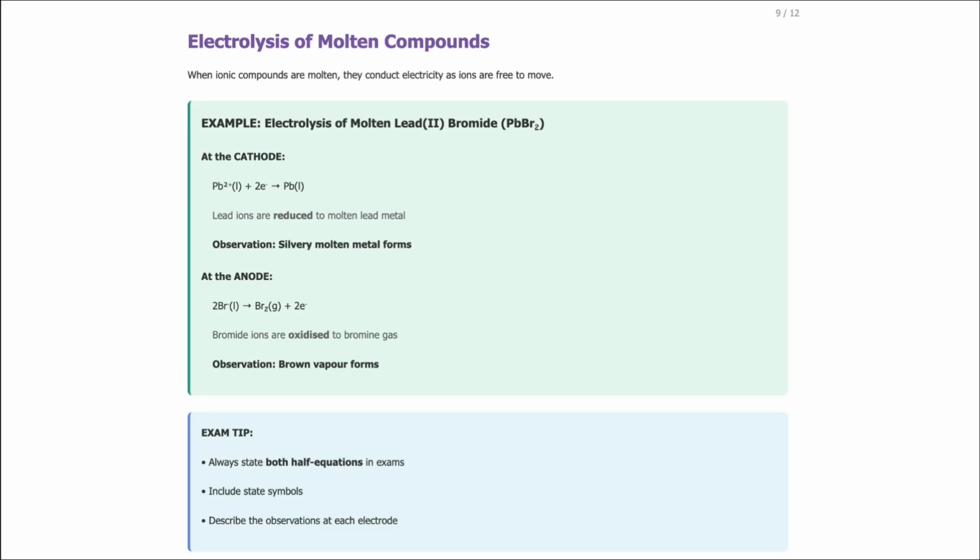In molten lead bromide, the lead ion goes to the cathode forming lead metal, while the bromine ion goes to the anode forming bromine gas. The electrodes show clear evidence. Metal deposits on the cathode and brown vapor forms at the anode. Always state both half equations in exams.